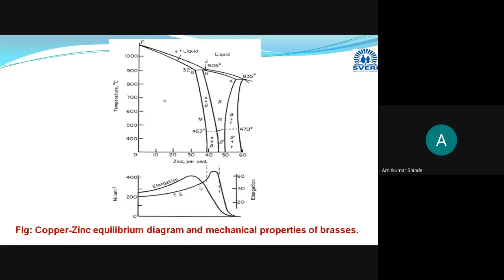Whether this diagram is clearly visible. If it is not clearly visible, I will zoom it. Please tell me. Prajwal. Sir, it is clearly visible. Okay, okay. Then draw it. Okay.